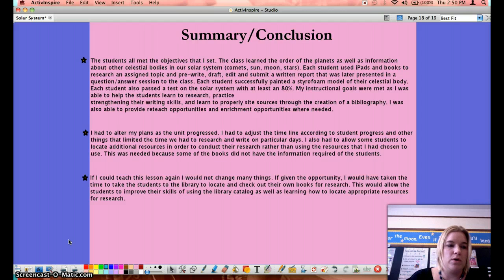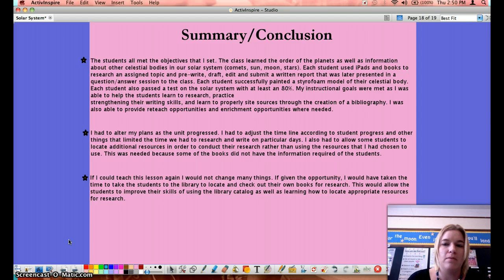And then of course the students, I would assign them each what their celestial body is. They would start their research and begin their report. At the conclusion of this lesson, I observed that all students met the objectives that I set. The class learned the order of the planets as well as information about other bodies in our solar system.